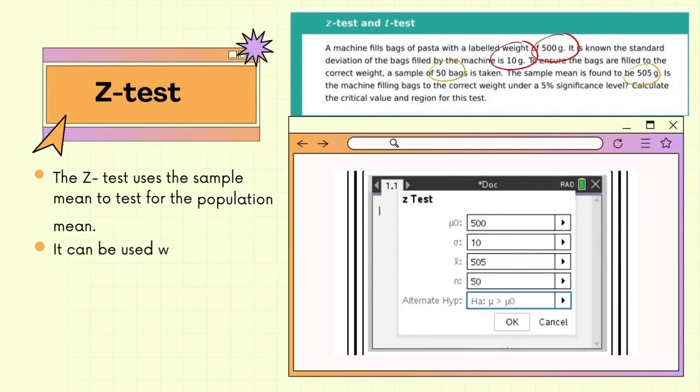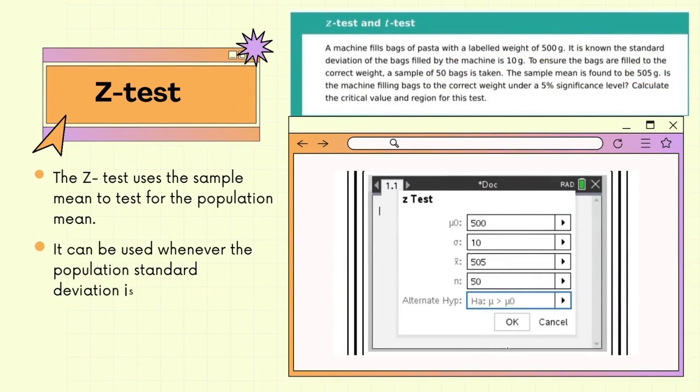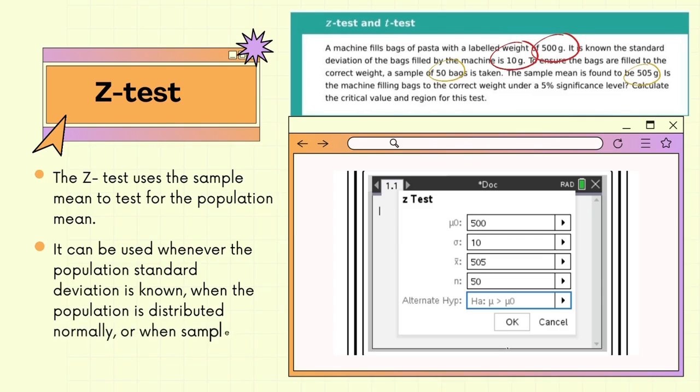Okay, so first of all, we're going to look at the z-test. The z-test uses a sample mean to test for the population mean. It can be used whenever the population standard deviation is known, when the population is distributed normally, or when the sample size is large enough to apply the central limit theorem.